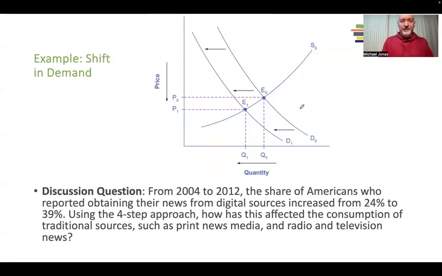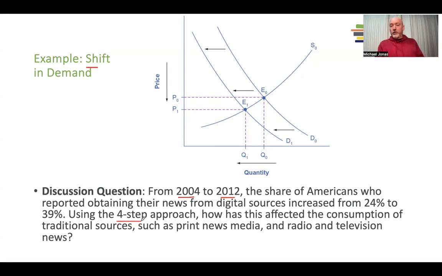Just in case that wasn't clear, how about one more example? This time with a demand shift. So example, discussion question, hot off the presses. From 2004 to 2012, the share of Americans who reported obtaining their news from digital sources increased from 24% to 39%. At this point, I think we call it about 90%. The direction is still going to be the same, right? The effect is still the same, just much more pronounced here in 2024.